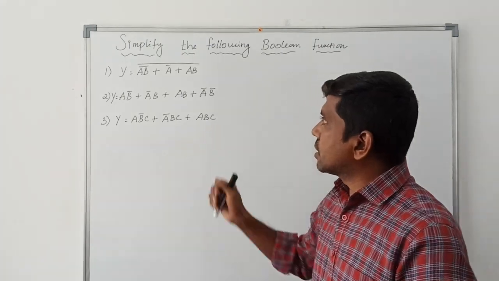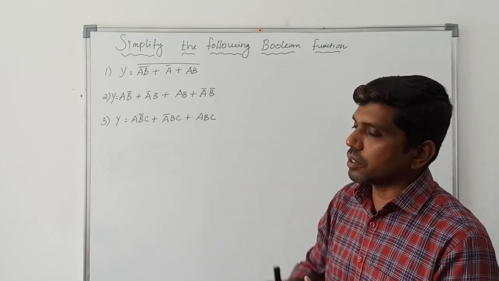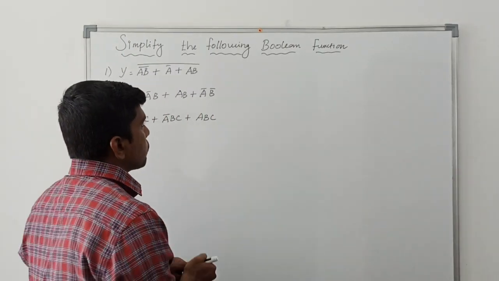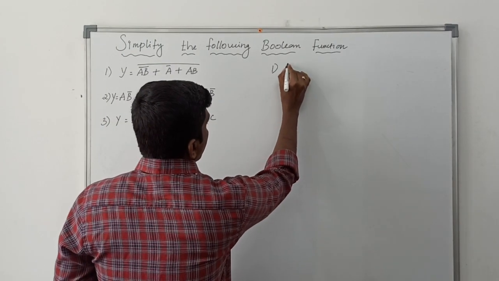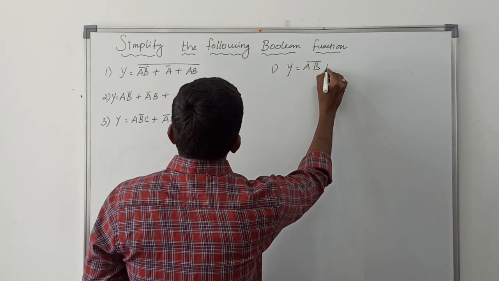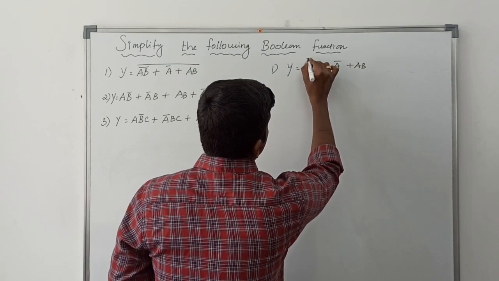Here I am taking three problems. After simplification of this Boolean expression, we will find what the result of Y is. We will discuss one by one. Let me take the first problem: Y equal to (A dot B bar) plus (A bar plus AB) the whole bar.